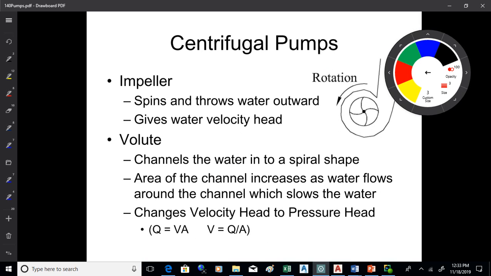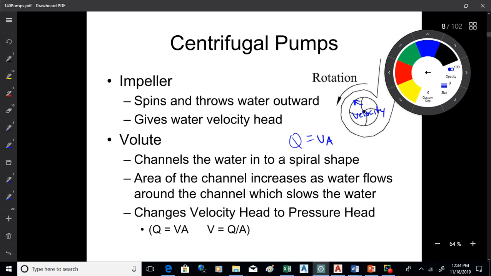So what the impeller does is it spins and throws the water outward, and it gives the water velocity head. Okay, so that's the form that the energy takes. It's being delivered to the water. It starts off in velocity. The volute channels the water into a spiral shape. Okay, so what you're going to have here initially is velocity. Now this thing works on a Q equals VA principle.